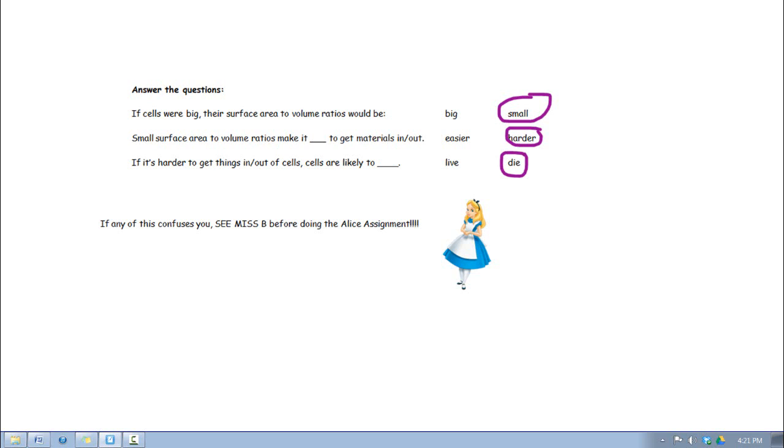If it does make sense to you, then go to the crate, grab the Alice assignment, see your notes for what's coming up after that, and move on.